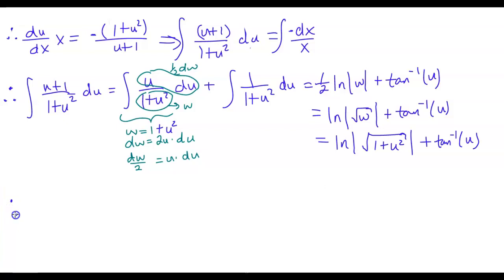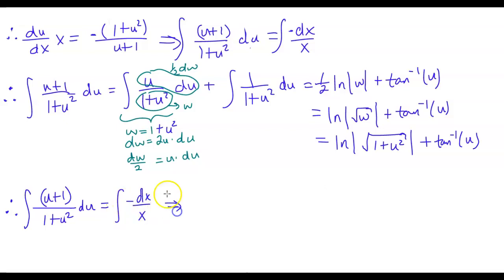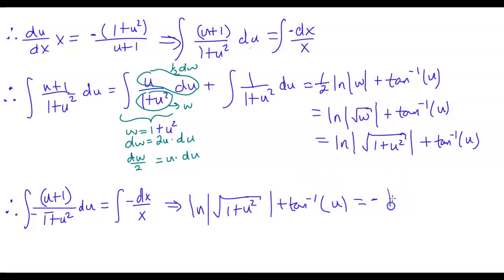All right, so now that we have all that, this means that the integral of (u plus 1) over (1 plus u squared) du equals the integral of minus dx over x. That implies that on the left-hand side I'm going to have natural log of the absolute value of 1 plus square root of 1 plus u squared, plus tangent inverse of u. And on the right-hand side, this will be minus natural log of the absolute value of x plus a constant.